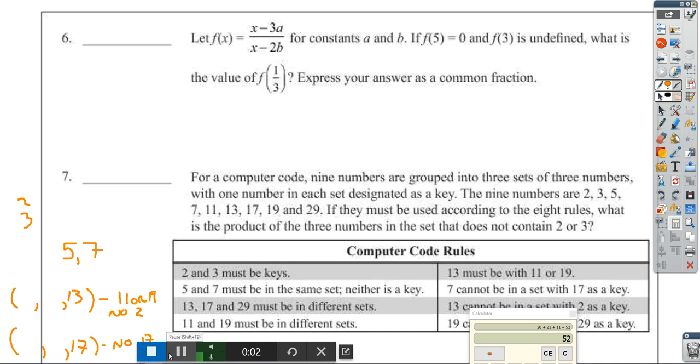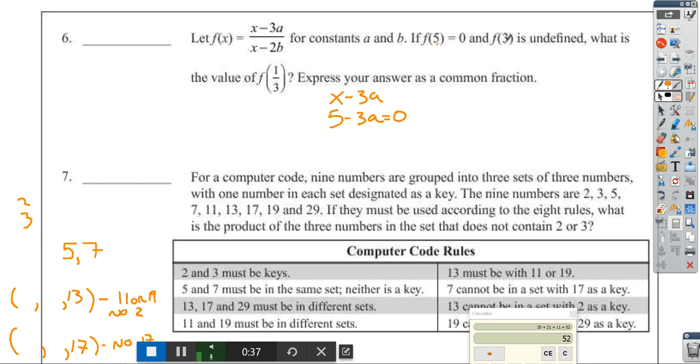All right, so number 6 is a nifty little algebra problem. It's not too tough. Let f of x equal x minus 3a over x minus 2b for constants a and b. If f of 5 equals 0, we know that 0 has to be in the numerator. So we know that x minus 3a, well, f of x, so x is going to be 5. So we have 5 minus 3a is equal to 0.